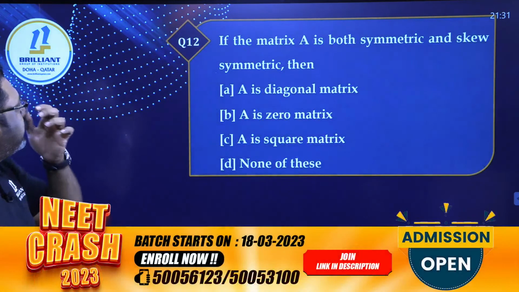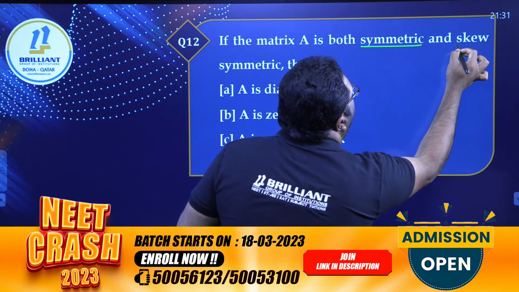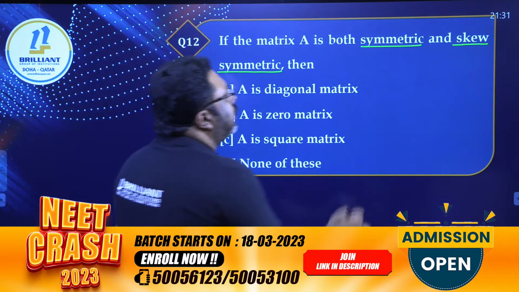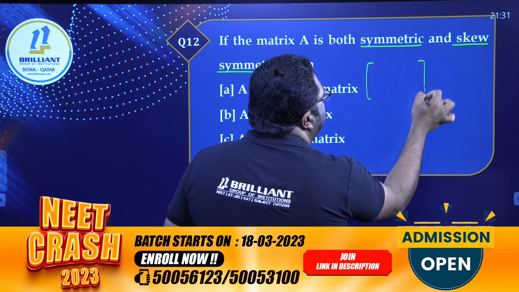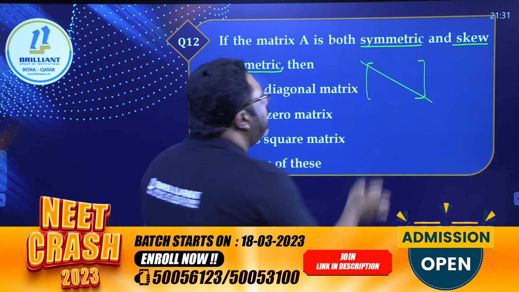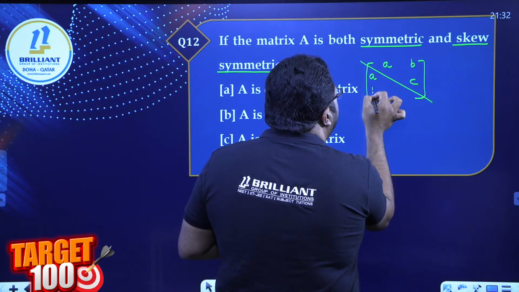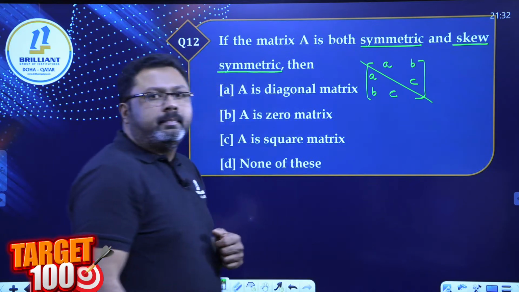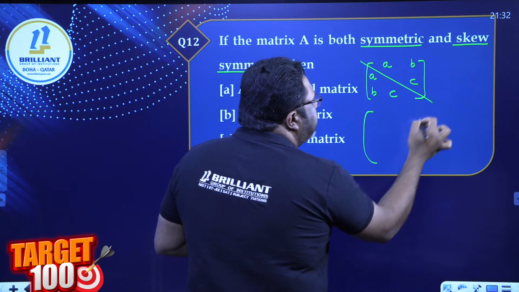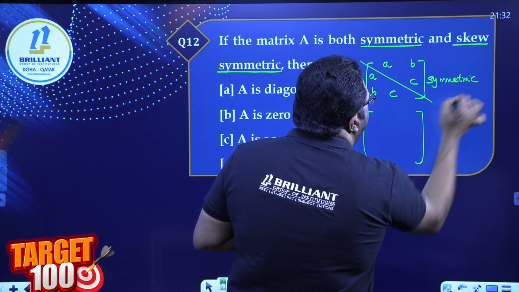Okay. Moving on. If matrix A is both symmetric and skew-symmetric, what is the meaning of being symmetric? Symmetric matrix is a square matrix where the diagonal of the matrix can be any elements, but the triangle above the diagonal should be exactly the same as the triangle below the diagonal. That's how a symmetric matrix looks like.